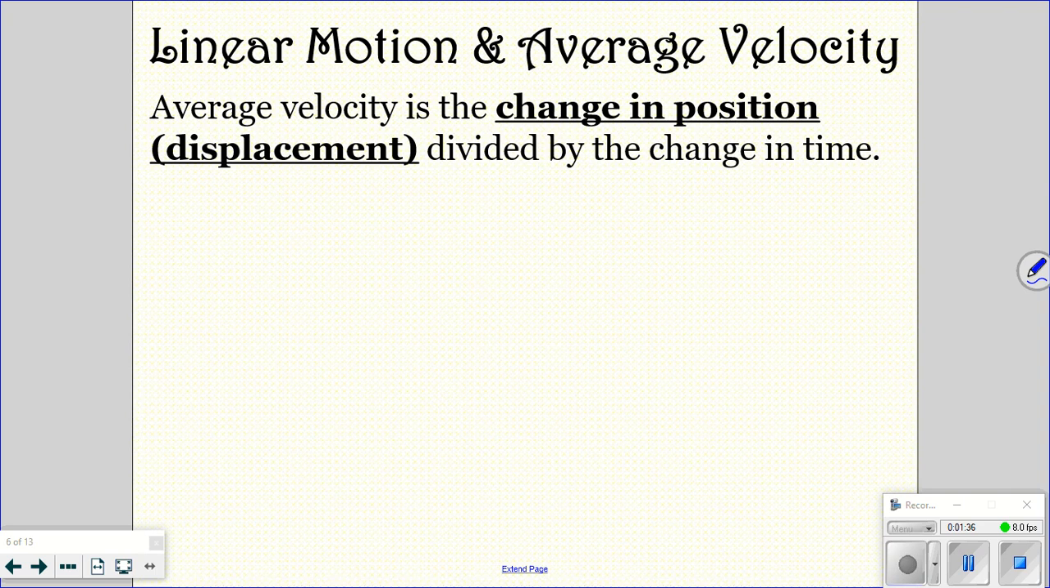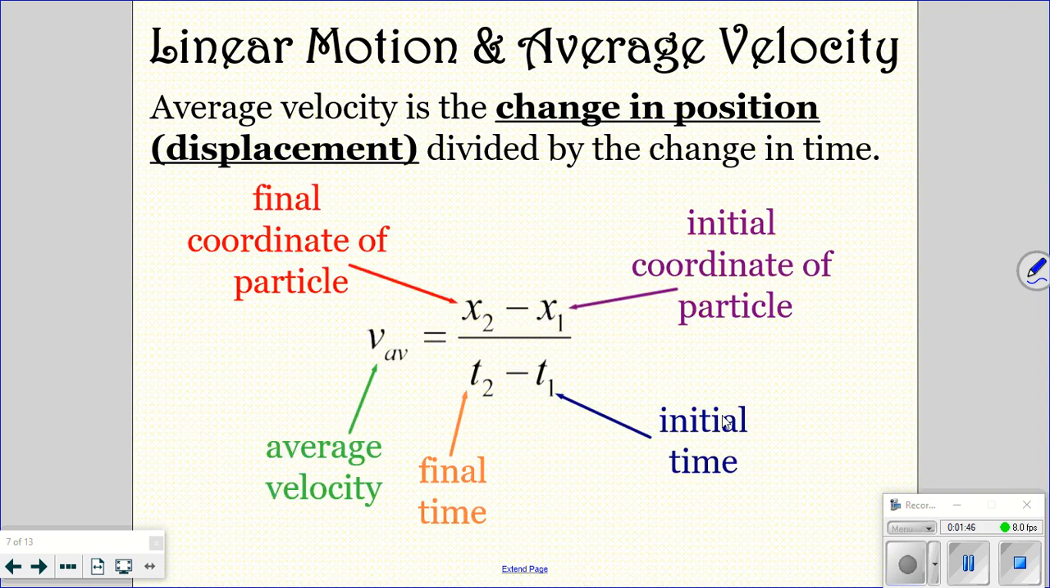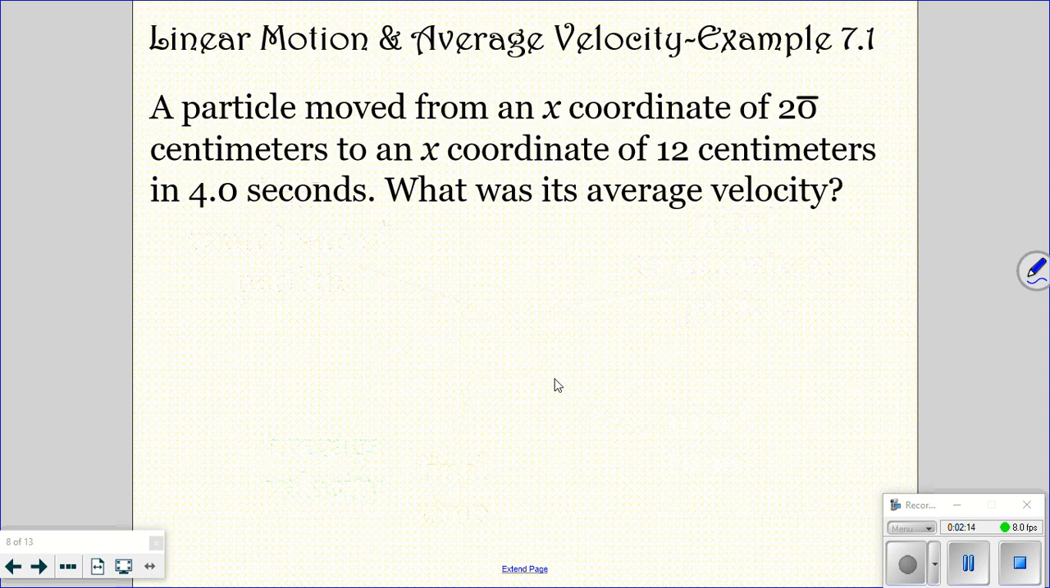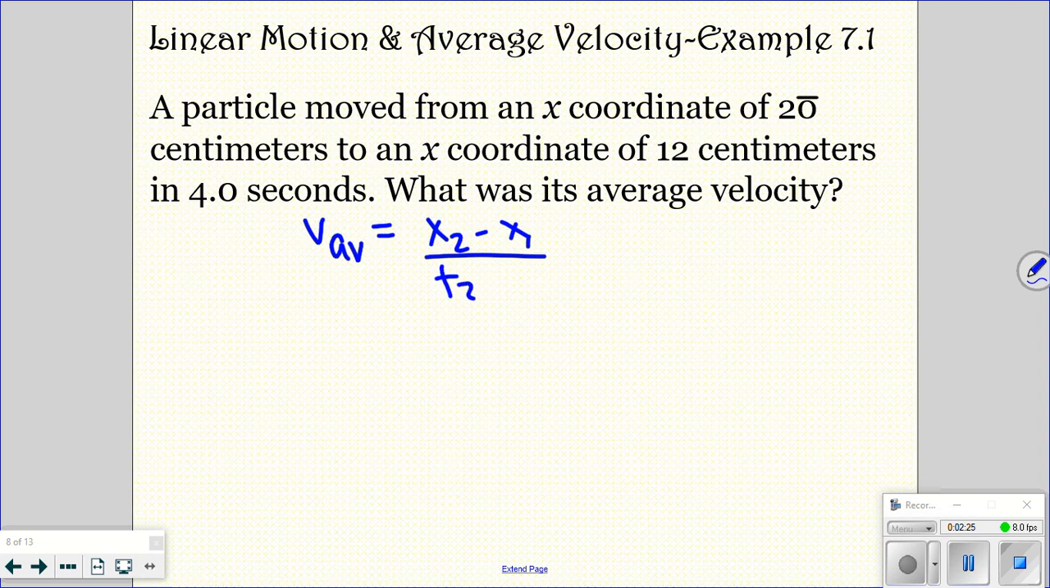So your average velocity is just the change in position or displacement divided by change in time. We talked about that a couple of lessons ago, but we did not talk about this formula, so we're going to be using it today. V sub AV is just the average velocity. X2 is where you end, your final coordinate, and X1 is your initial, where you started. T2 is your final time, and T1 is your initial time. So I'm going to go ahead and write it out. Average velocity equals X2 minus X1 over T2 minus T1.